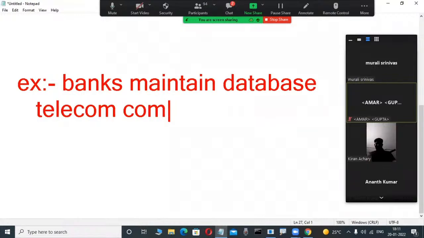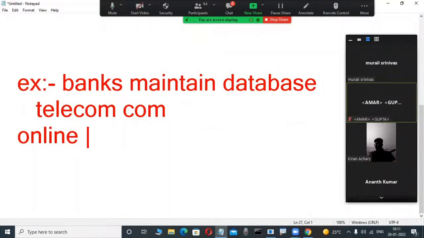Suppose so many people nowadays are purchasing items through online portals like Flipkart and Amazon. Those shopping portals also maintain databases. Because when you purchase an item, how is the order number generated? Some database application is there, through the auto increment concept only.